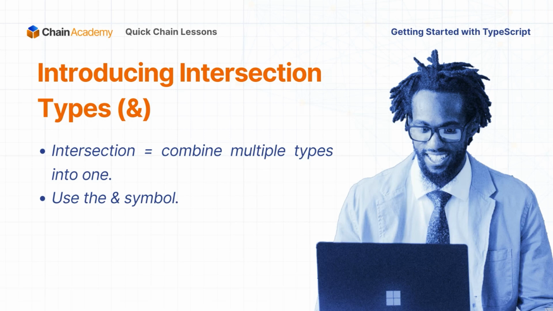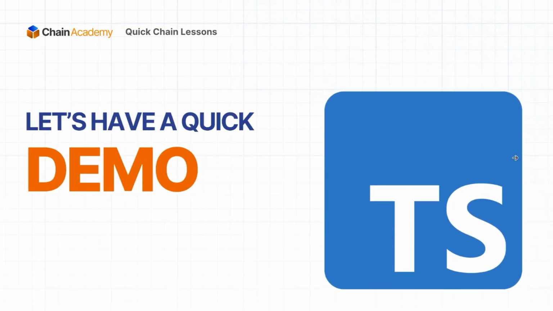So if union types are about flexibility, either or, then intersection types are about power and precision, which is both, or and, when it comes to logic. They give you the ability to build rich, structured types that clearly define what your data should look like. Now, in order for you to understand what we have talked about, let's have a quick demo of those topics.